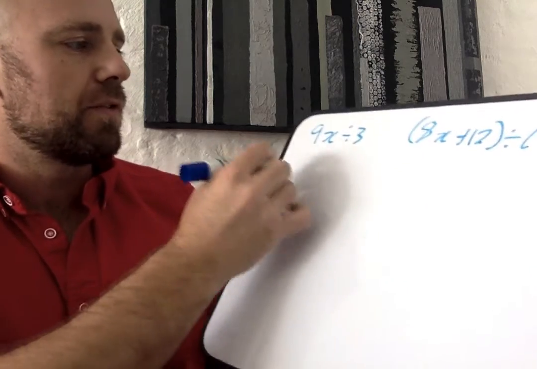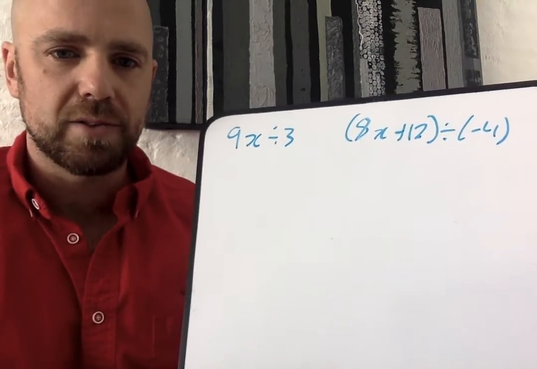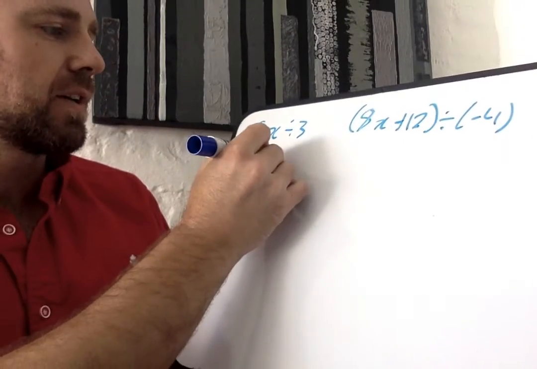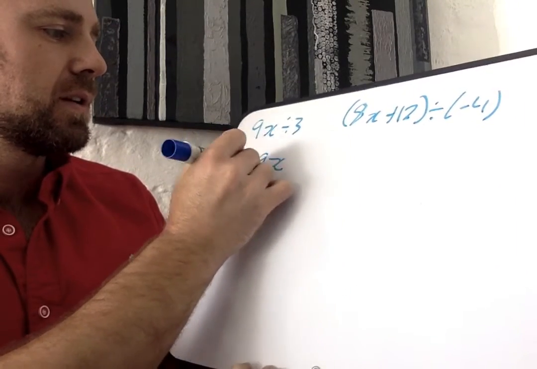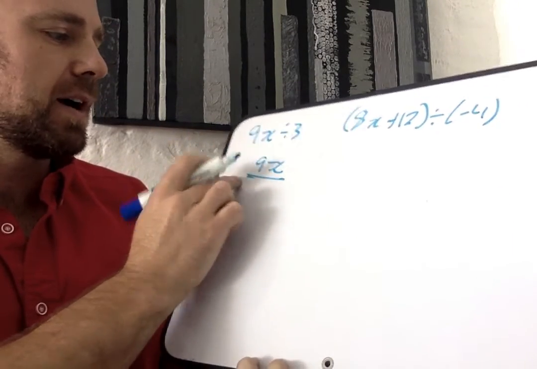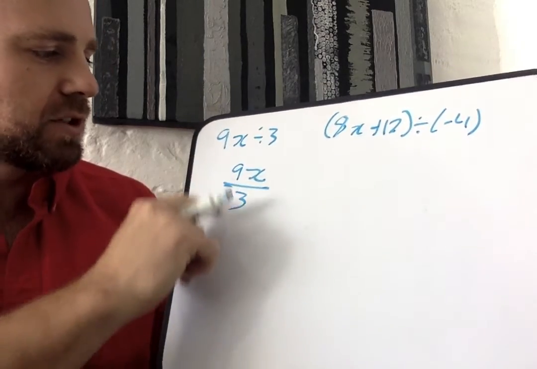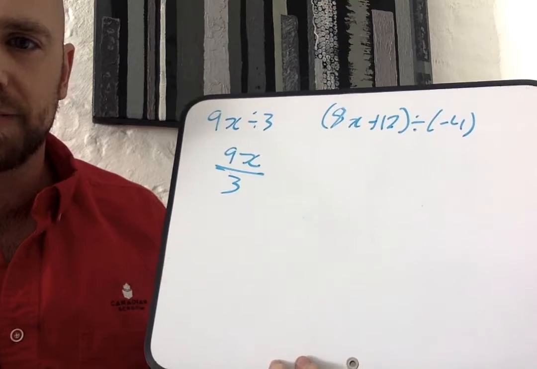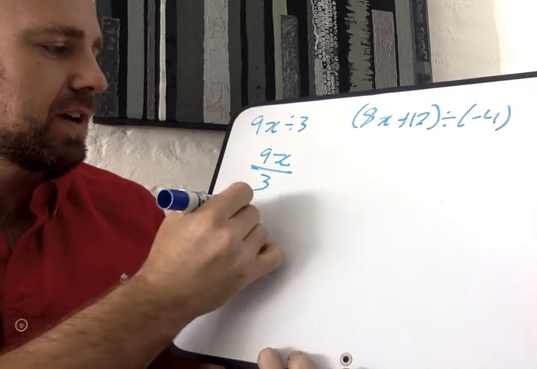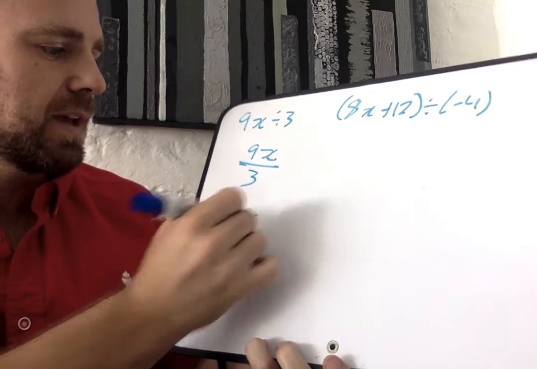Okay. So first thing I want to do is rewrite it so that it looks more like a fraction. So I've got 9x divided by 3. From this situation, I can take my numbers and divide it out. So I'm going to have 9 divided by 3 is going to be 3x.